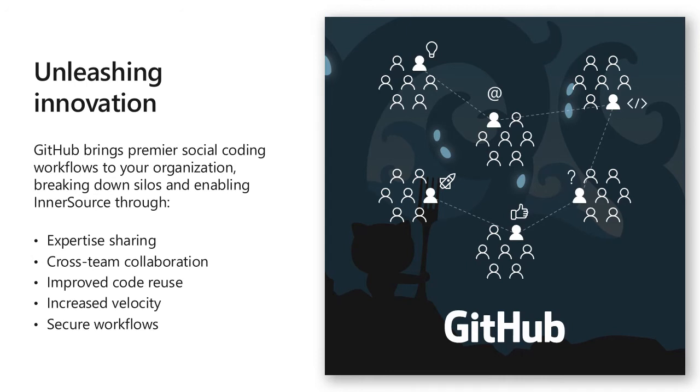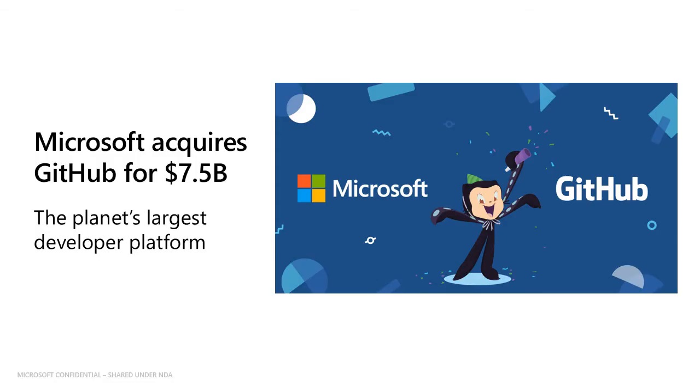GitHub unleashed innovation when it first came out, because it brings social coding workflows into the organization. If you adopt GitHub practices, you are essentially adopting DevOps, because you're unleashing the capabilities for your developers to collaborate, to share code, to update each other's code, to work on top of others' code, so that you produce the application that you require. GitHub is not just a platform to share code, but also documentation. Other than expertise sharing, it's also cross-team collaboration, code reuse, velocity, and secure workflow.